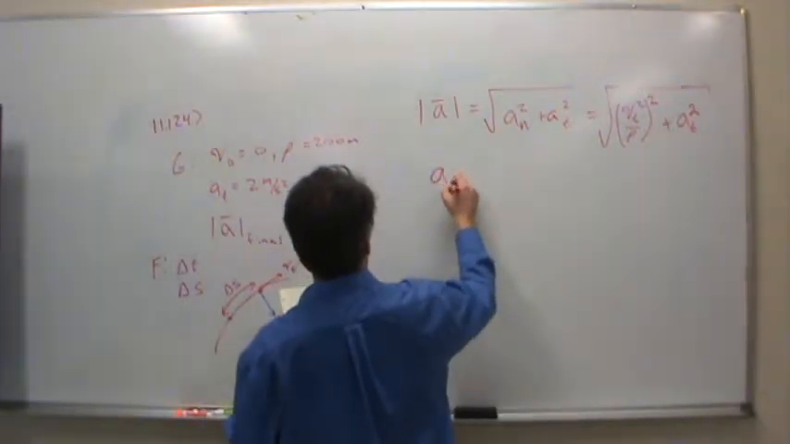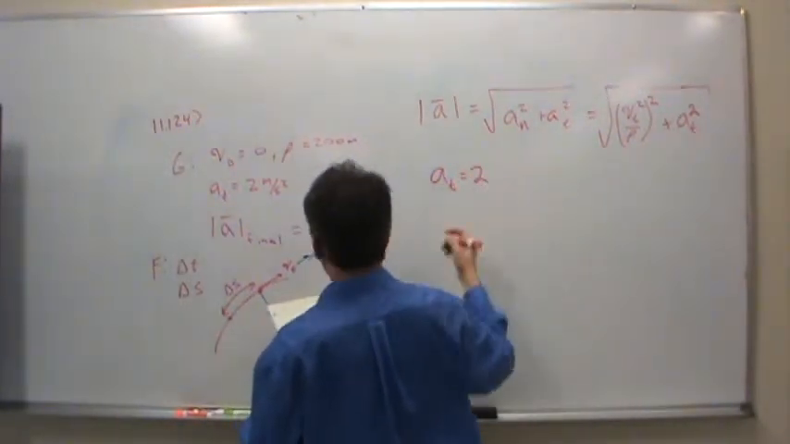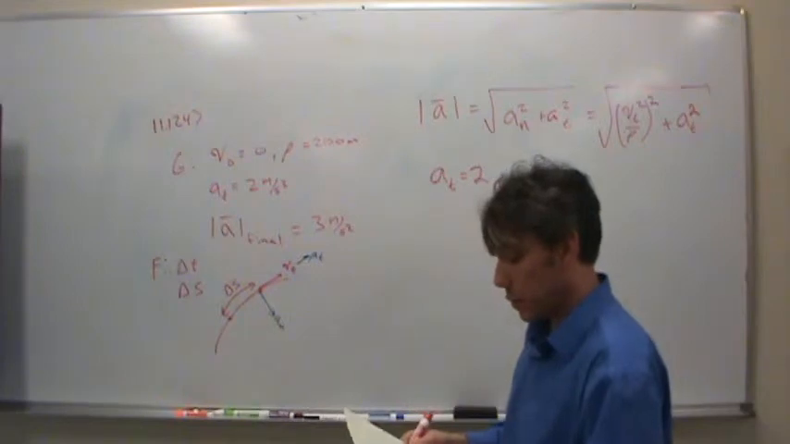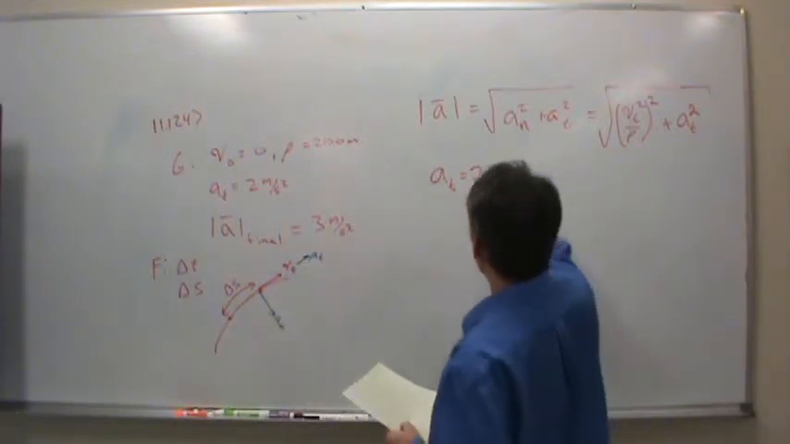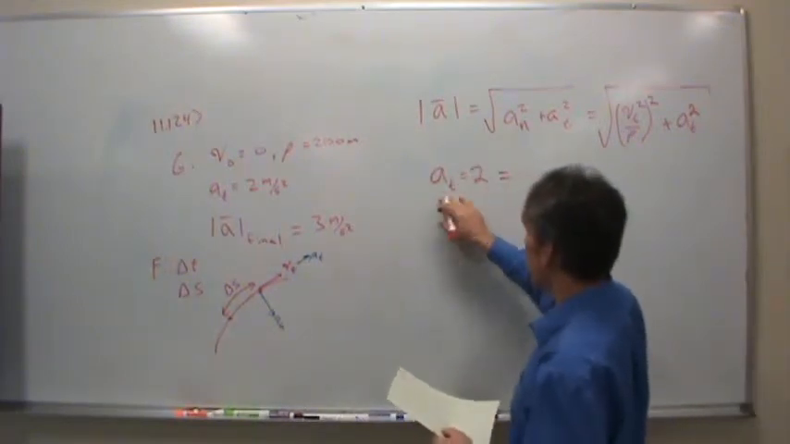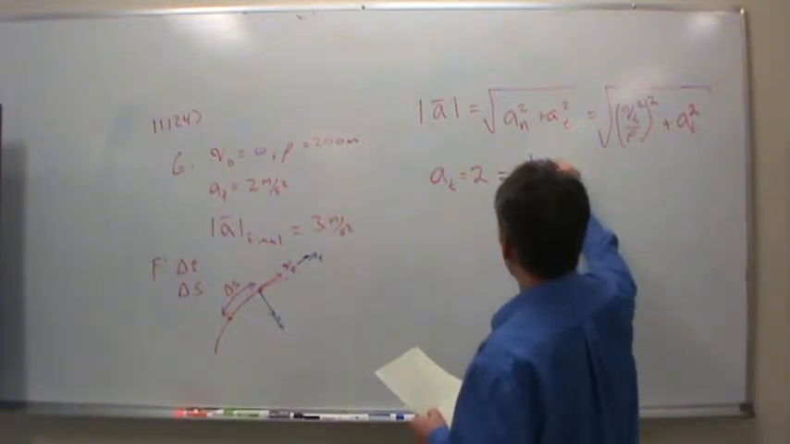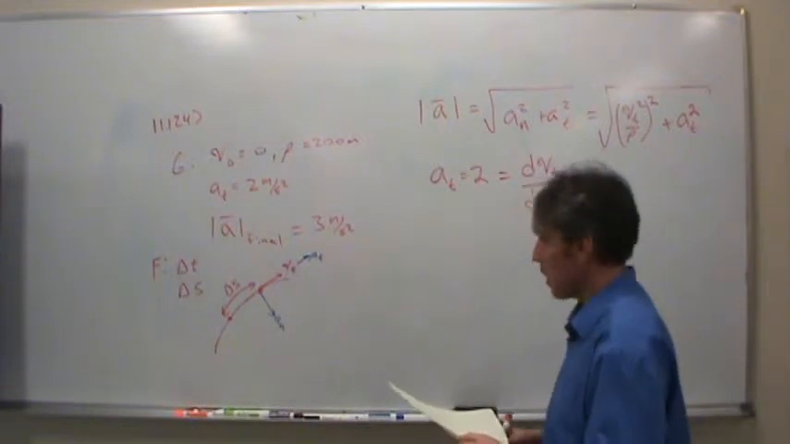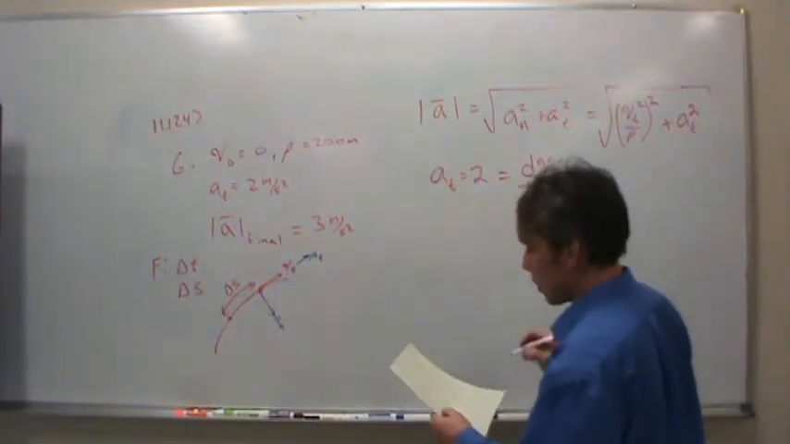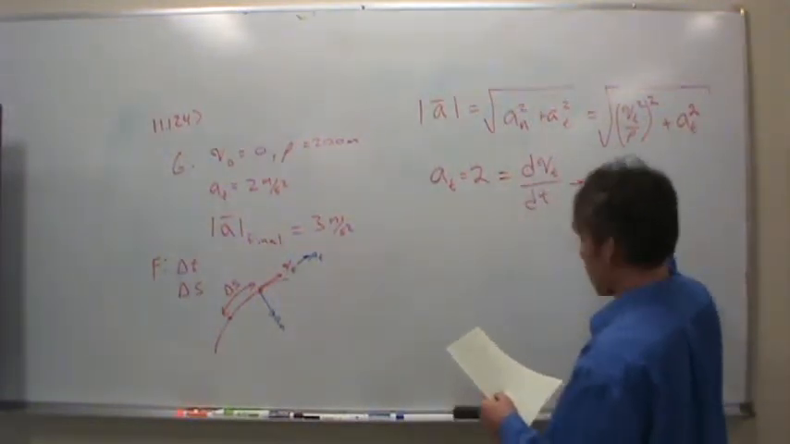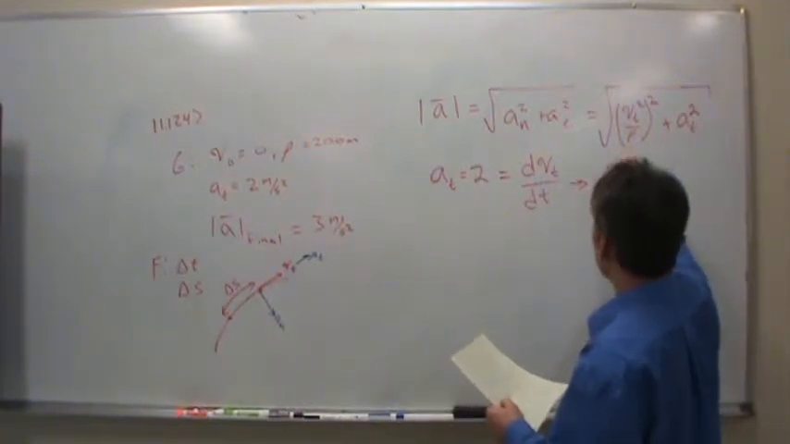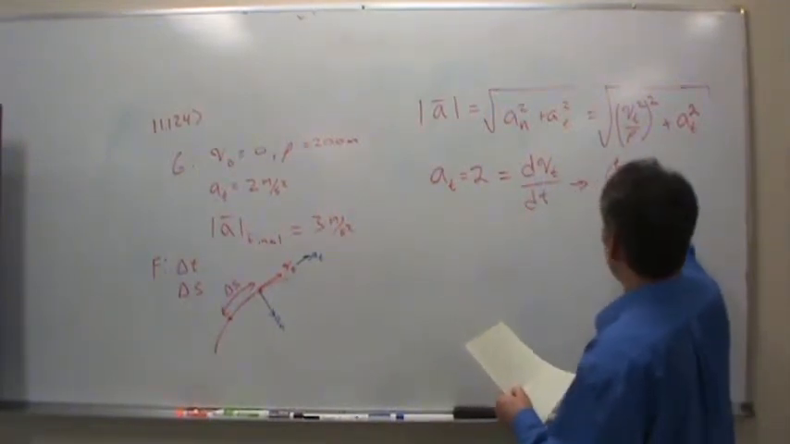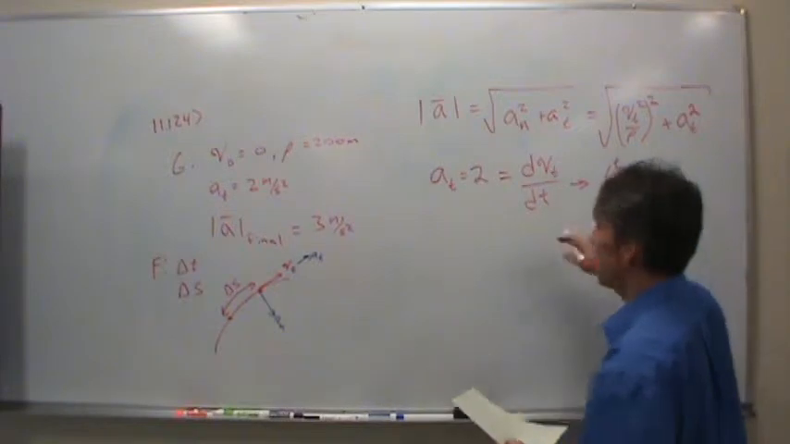We know that the tangential acceleration is 2 meters per second squared. I won't write the units for this equation, but you also know that the tangential acceleration is the rate of change of the tangential velocity with respect to time. So you could integrate this equation: the integral from rest to time t of 2 dt. What I've done here is I've skipped a step.